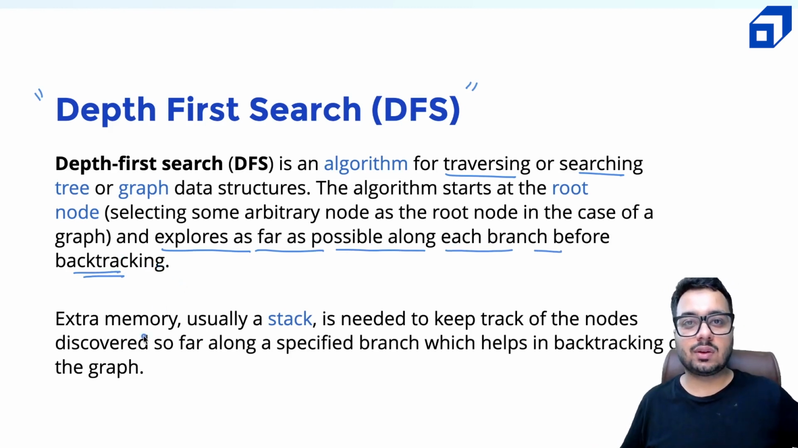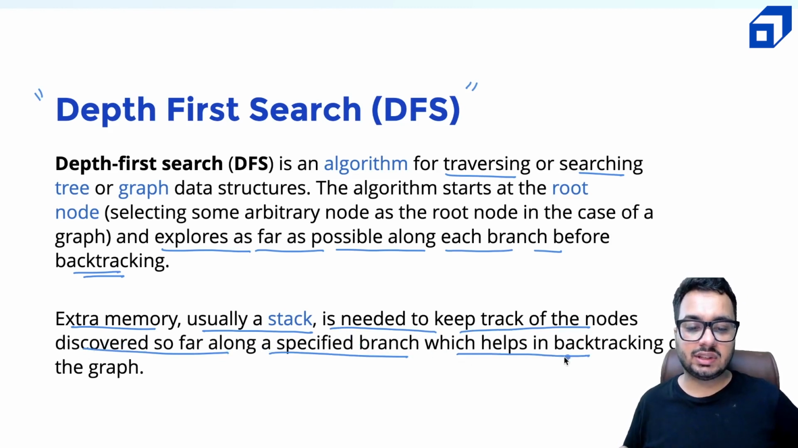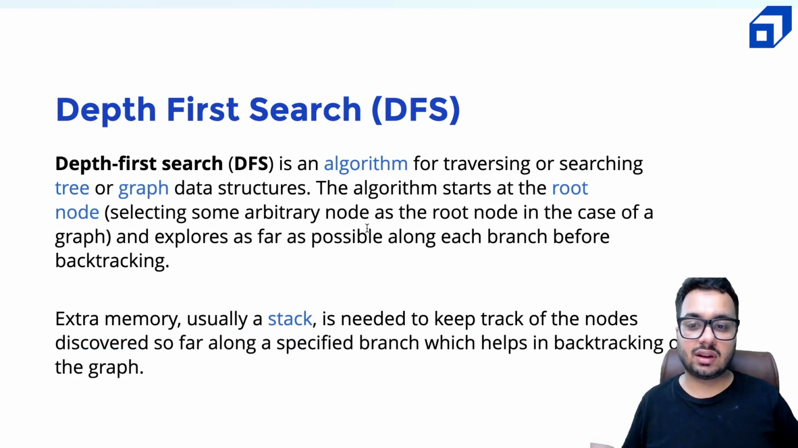Of course, since you are doing this algorithm recursively, it uses extra memory, which is usually a stack. In the case of recursion, the stack will be created automatically. Even if you are doing this algorithm iteratively, you can maintain a stack-like data structure to keep track of nodes discovered so far along a specific branch, which helps in backtracking in the graph. We'll understand this concept when we run through the algorithm.